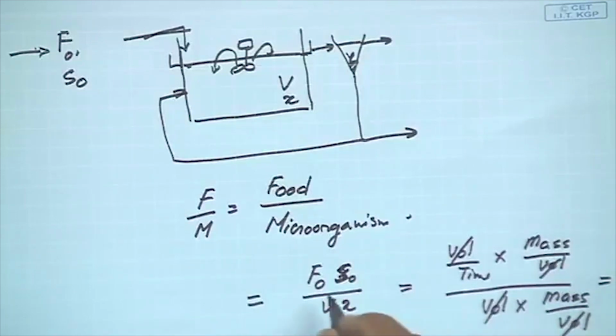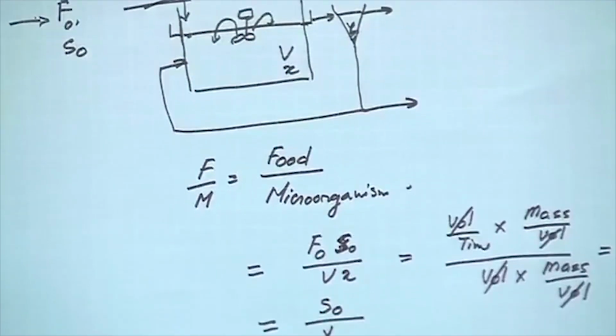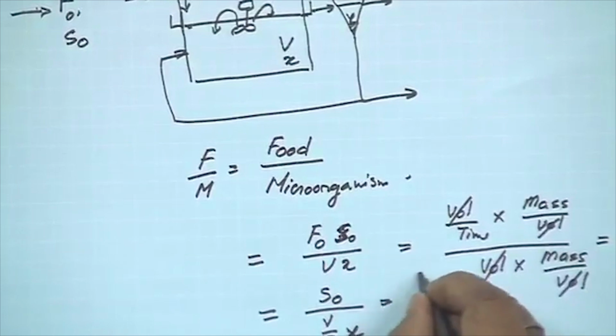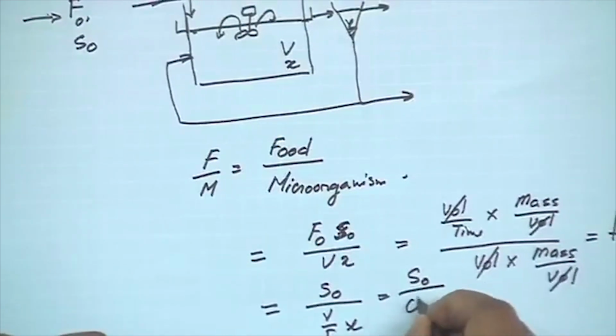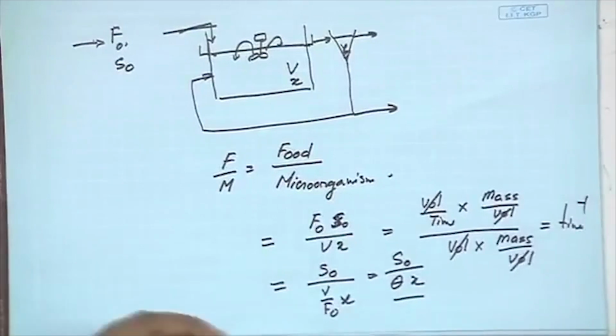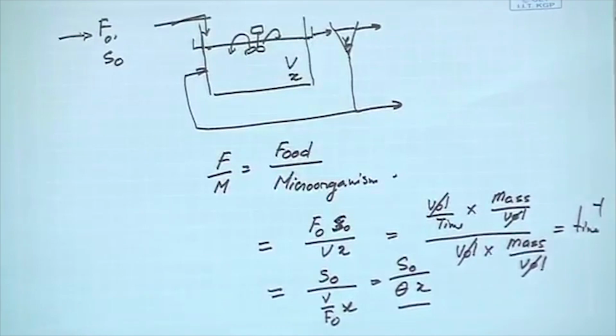Now, here I told you this is equal to S0 V by F0 into X. Now, V by F0 is the hydraulic retention time, so it is theta into X. This is what I did not clarify in the last class. So, I hope this is clarified. So, this will be S0 by theta into X.